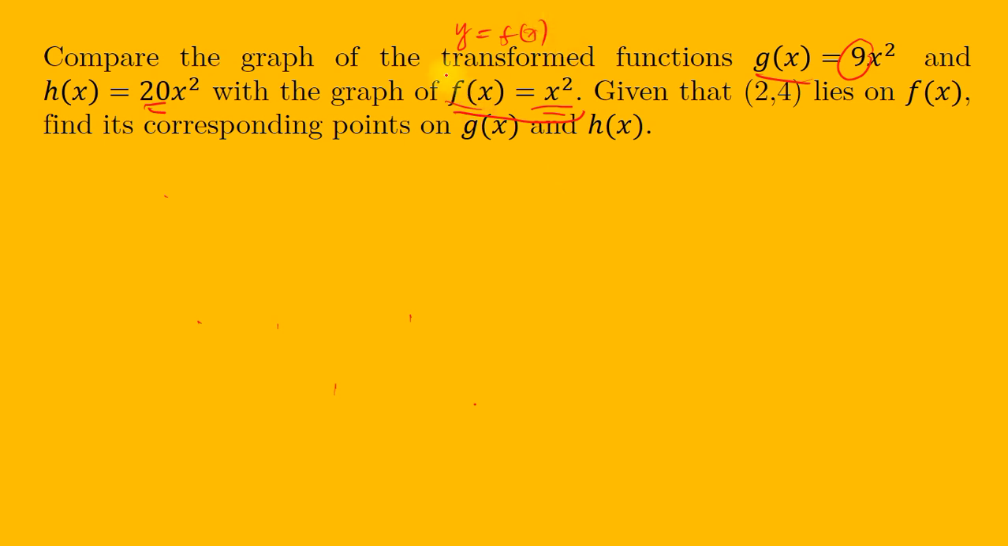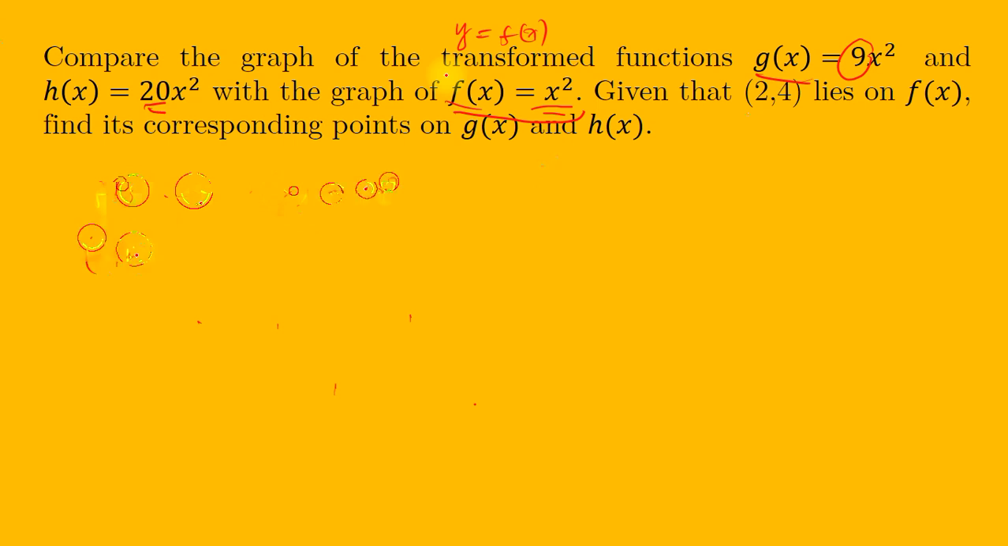We're going to transform that point. Let's find the corresponding point when it is transformed in g of x and h of x. Remember, it's only the y value that is being multiplied. So from f of x to g of x, remember this is 2, 4, and we have 9x squared. So let's simply multiply 4 by 9.